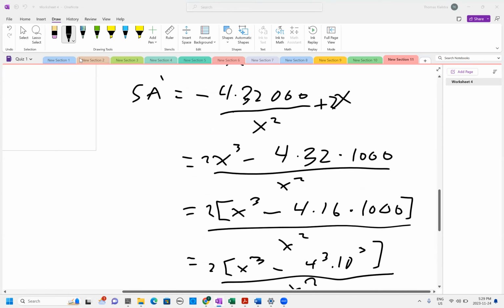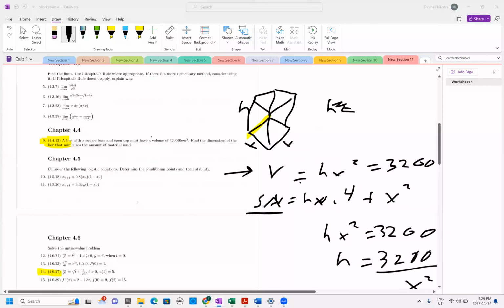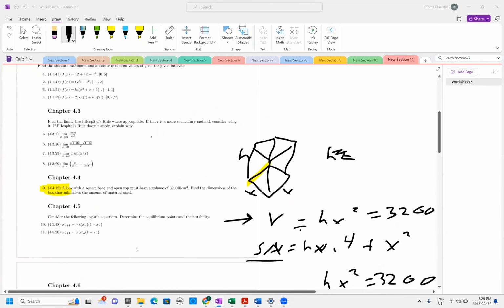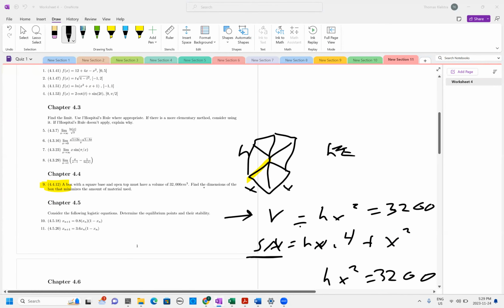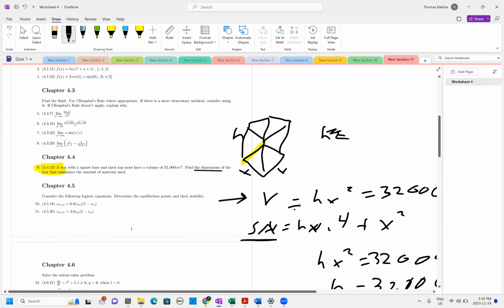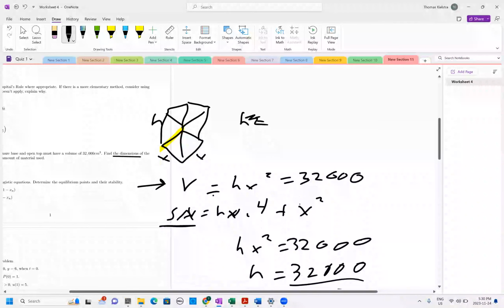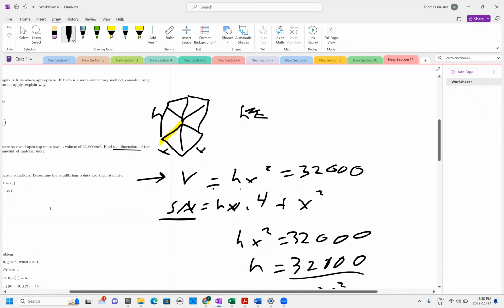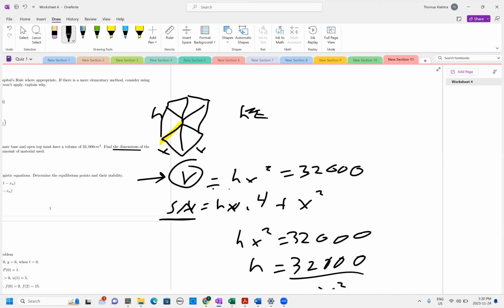Now that we know where the global minimum is, the last step is to figure out what the question was asking us to do. It was asking us to find the dimensions of the box that minimizes the material. So we found the x value that minimizes it. We now need to find the other dimension. Because the x value is 40, we can use our volume to find it. So we know that x equals 40, and the question is, what is h?